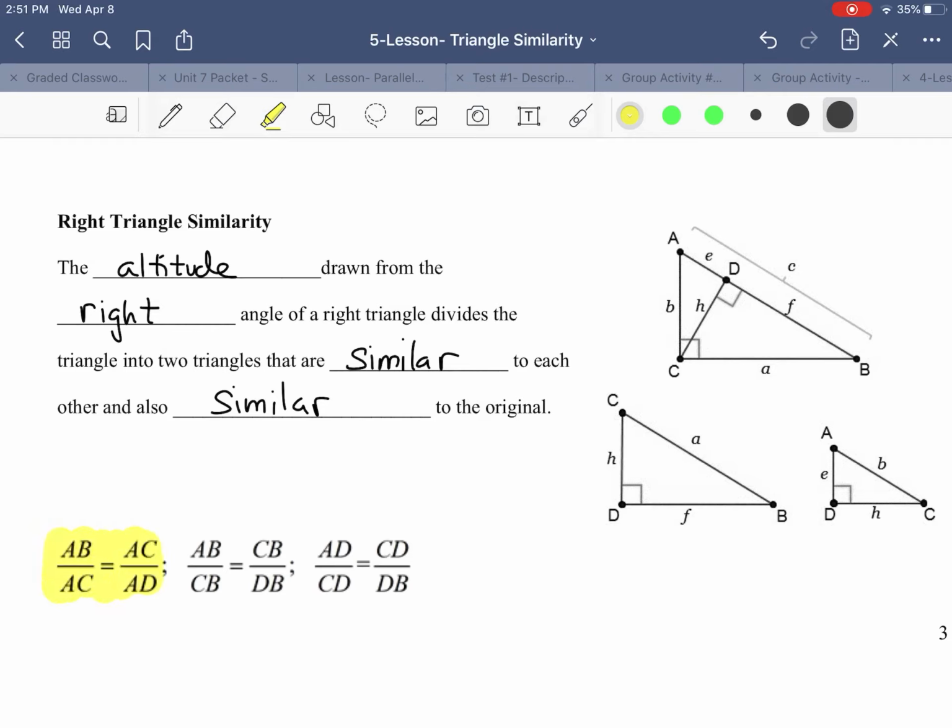So the first one, I'll just highlight them as we go. AB to AC, and then AC to AD. All right. So it's basically saying that if I have a ratio of AB, so this long hypotenuse, so this is the hypotenuse.